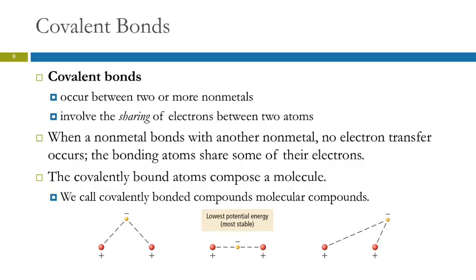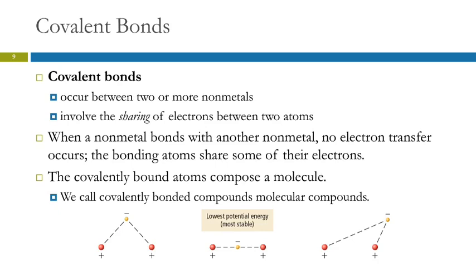Covalent bonds happen between two or more nonmetals. Co is a prefix that means sharing. So this involves the sharing of electrons between two atoms. So we talked about nonmetals wanting to make negative ions. They're going to gain electrons, right? So if you have two nonmetals and they're both trying to gain electrons and they both make negative ions, how could they possibly be attracted to each other? They couldn't, not as ions. It's not going to happen.